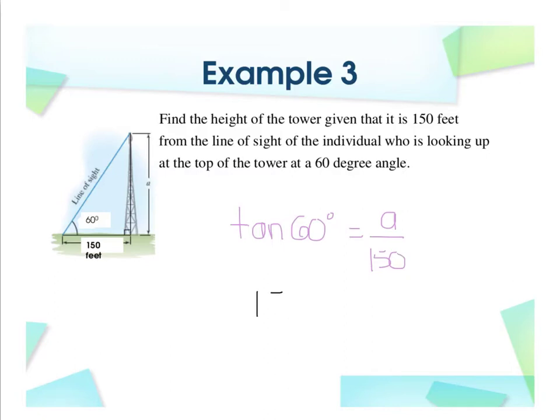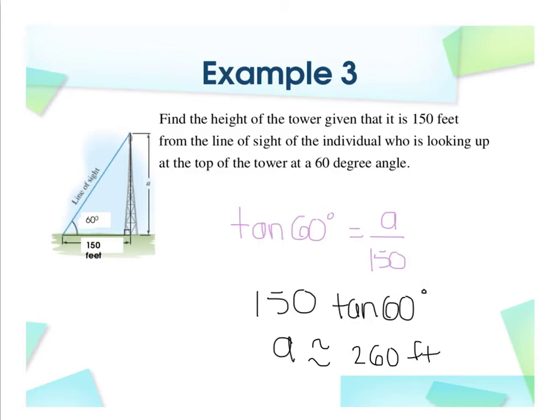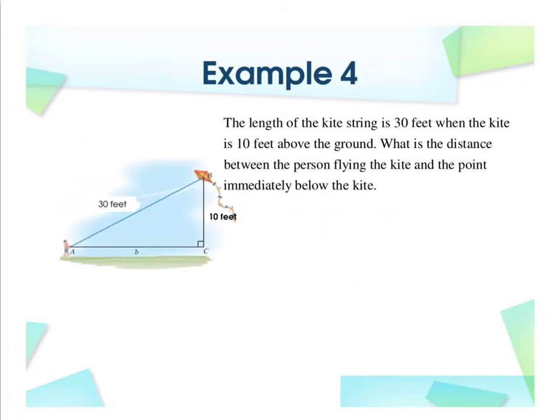We're going to multiply both sides by 150. And then we're going to round A to two place values. Actually, I'm going to round to the nearest foot. So A is approximately 260 feet. If you rounded to two place values, that would be 259.81. Right, this next one we still have a picture drawn for us, which is very nice.